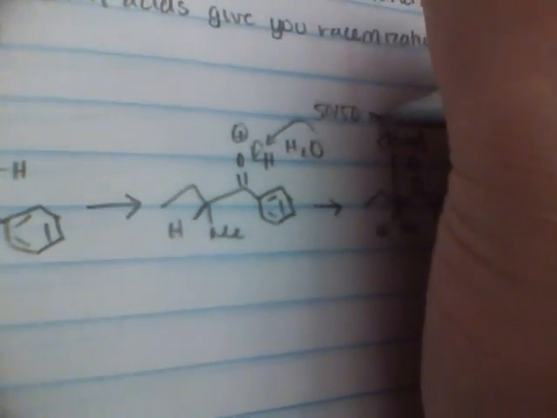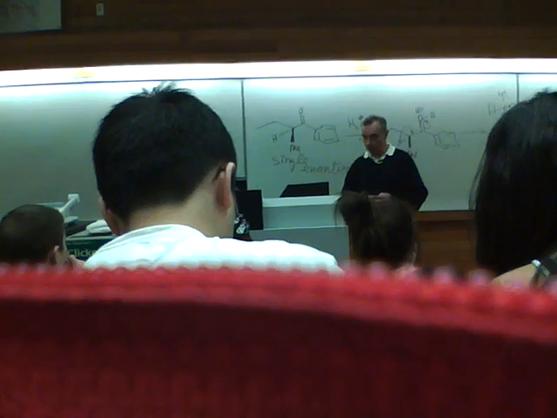So when you have an asymmetric center adjacent to a ketone carbonyl or an aldehyde carbonyl, and you treat such a compound with base or acid, you generally get racemization.